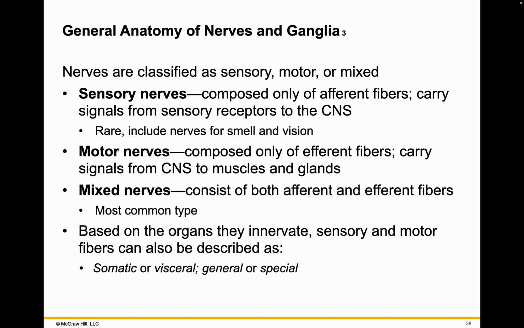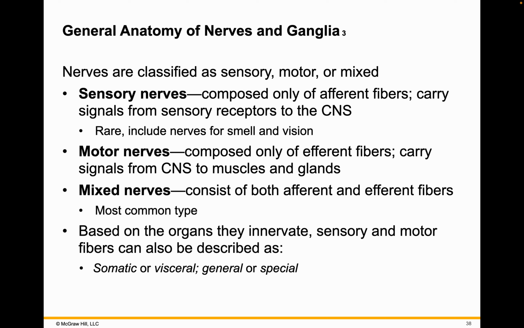Nerves are classified as either sensory, motor, or mixed. Sensory nerves, composed only of afferent fibers, carry signals from sensory receptors to the central nervous system. They are relatively rare. There are some we'll see in the cranial nerves for smell and vision. Most are going to be mixed nerves. Motor nerves, composed only of efferent fibers, carry signals from the central nervous system to muscles and glands. And then the most common type, again, is the mixed nerves that have both afferent and efferent fibers in them.